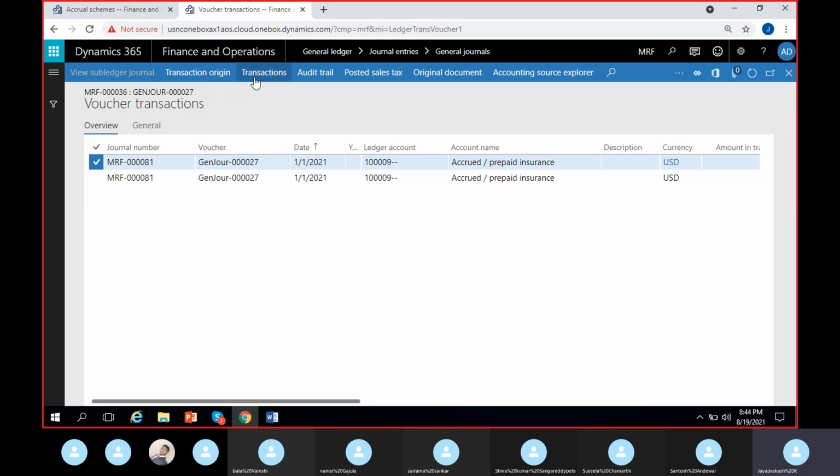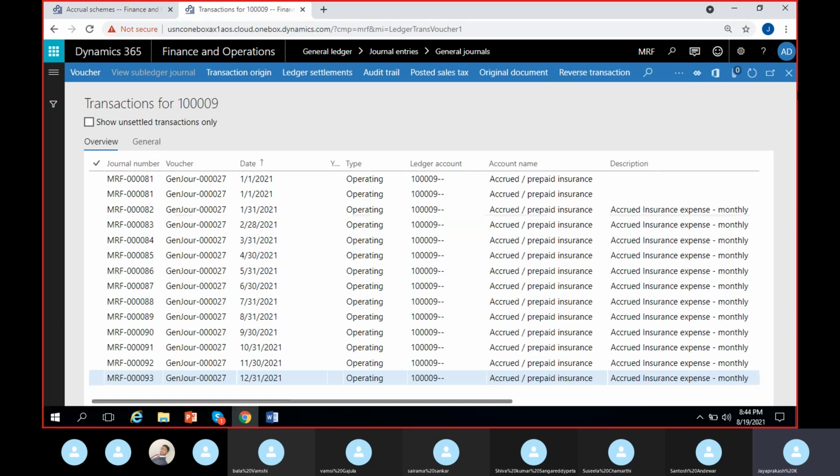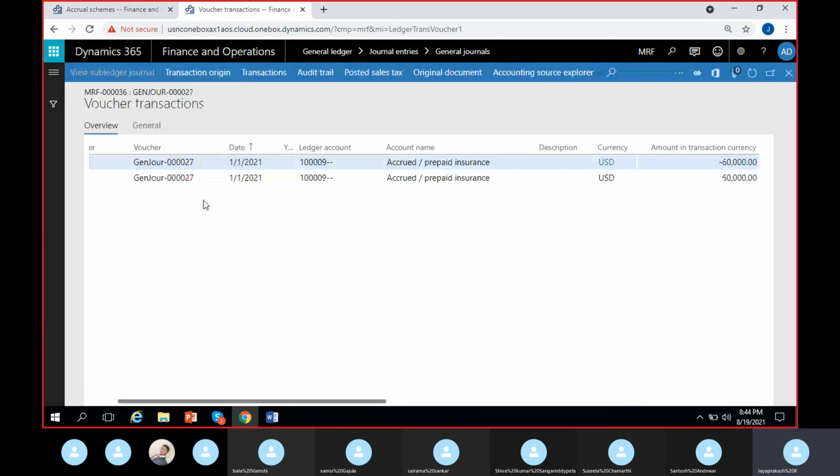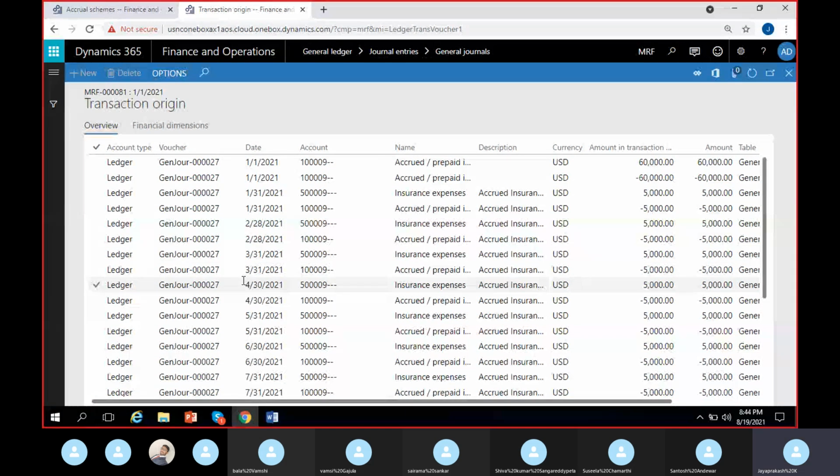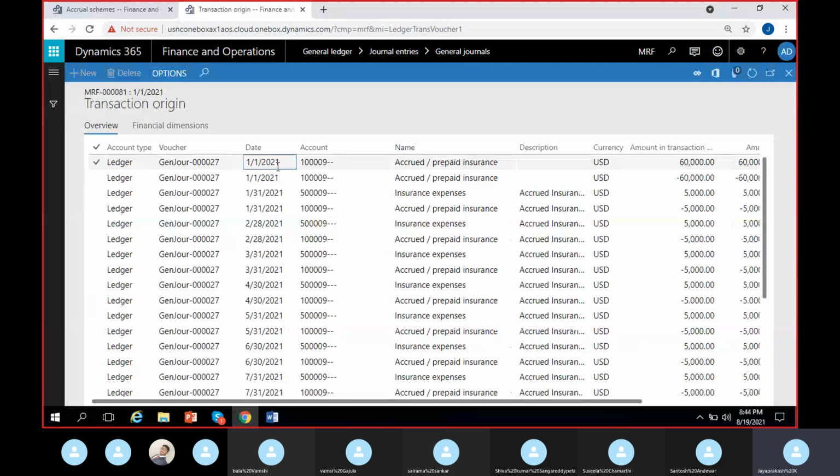Let me cancel this and go for transaction origin. If I go for transaction origin, I can see the actual entries. On the 1st of January, I can see that the same account is getting reversed, which is the dummy voucher. So it will become zero only. Let us eliminate these two lines. Other than those two lines, you can see for every month end a separate entry.